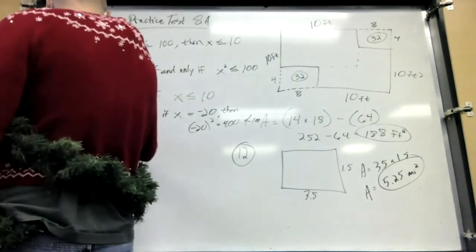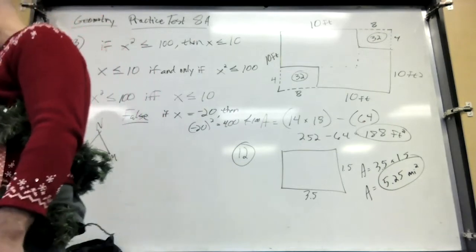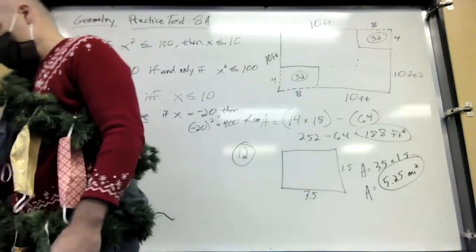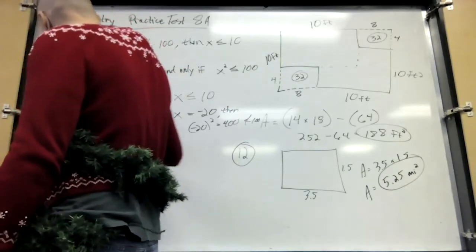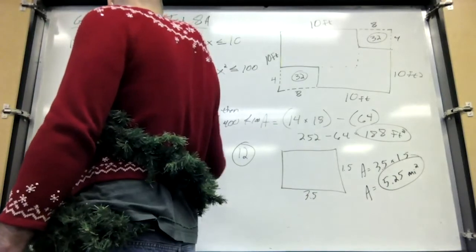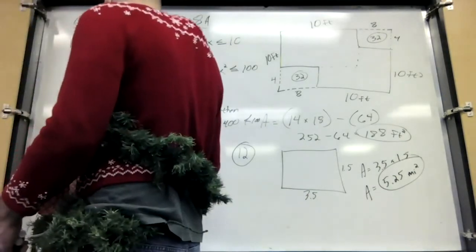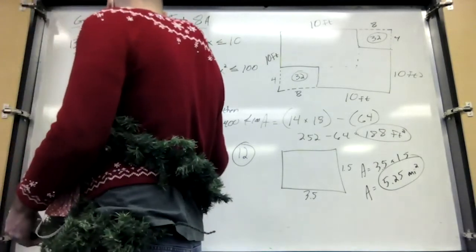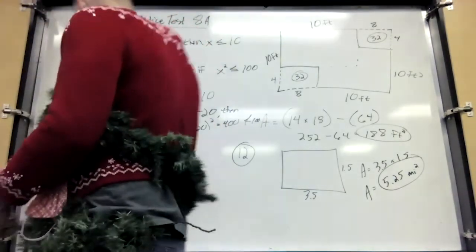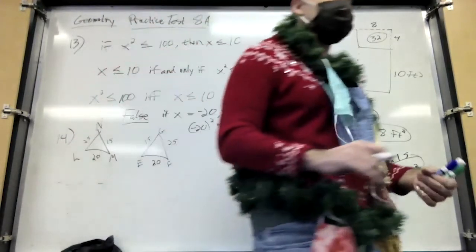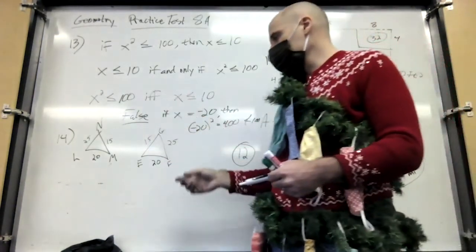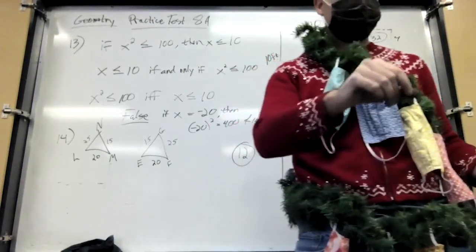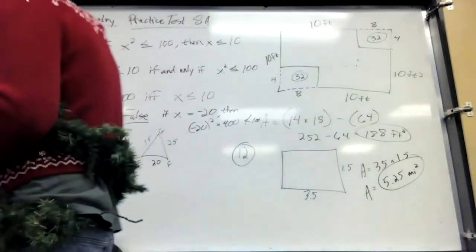Okay, so for triangle LMN, LM equals 20, MN equals 15, and LN equals 25. For EFG, EF equals 20, EG equals 15, and FG equals 25. First of all, are these triangles congruent? Yes, they are. They're just reversed, flipped over. So now the trick is to write a congruence statement. You have to match the corresponding parts. So write the congruence statement for the triangles.